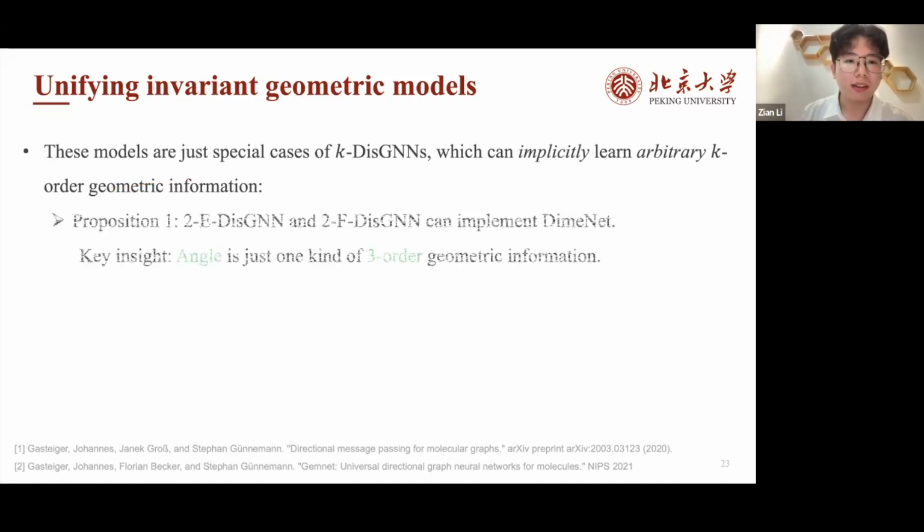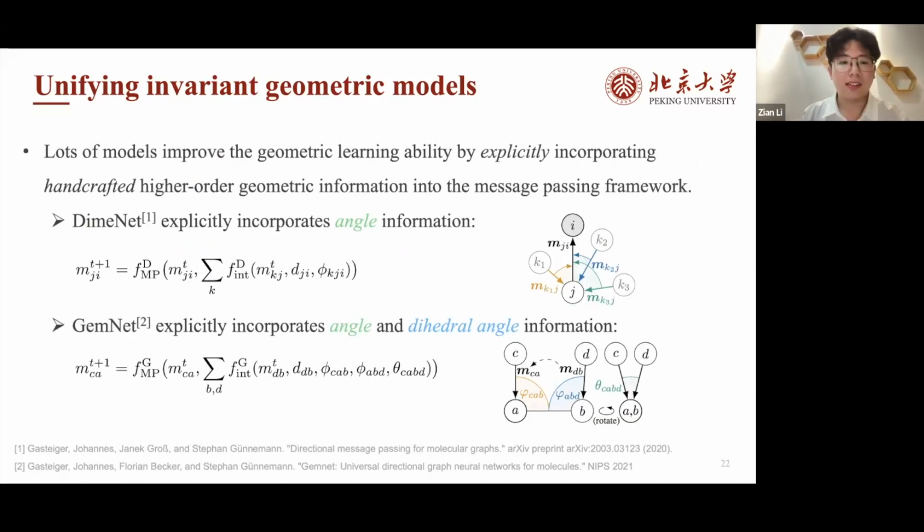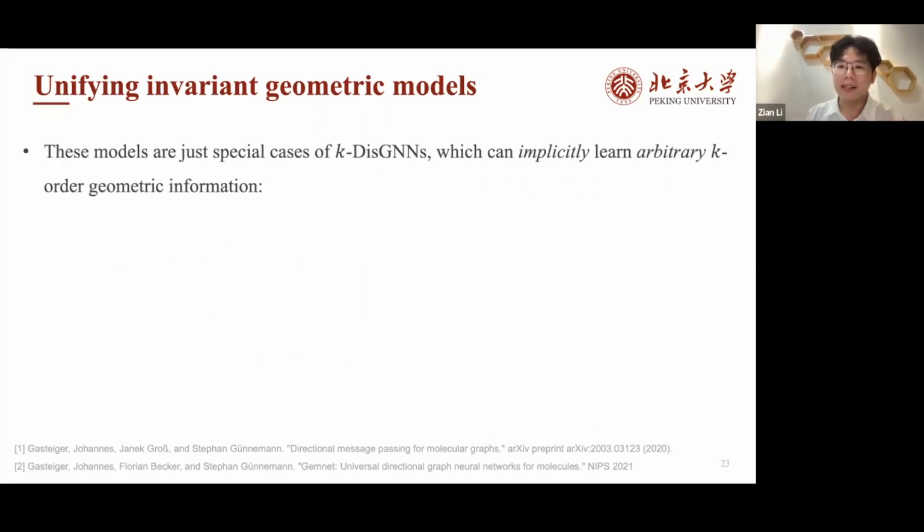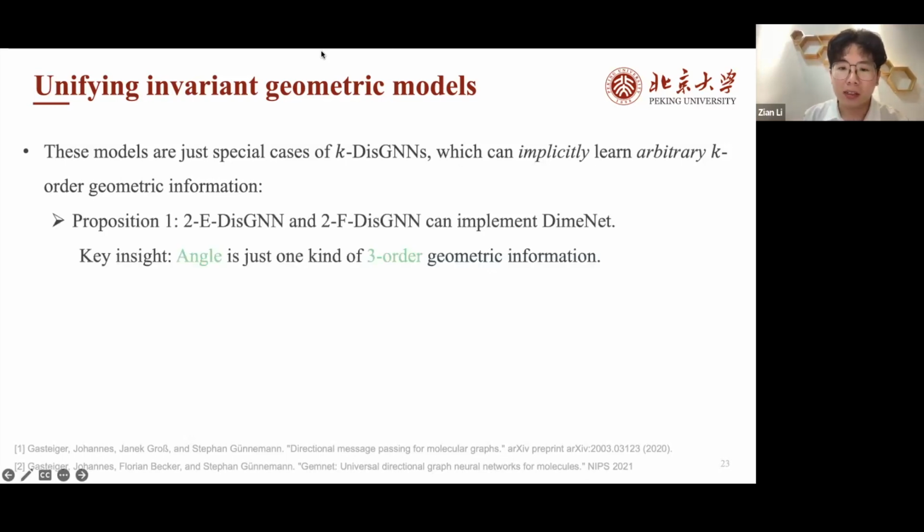Let's start here. Okay. Yeah, as we said, lots of models improve their geometric learning ability by explicitly incorporating handcrafted high-order geometric information into their message passing framework. And in the next slide, we will show these models are just very special cases of our k-DisGNN, because our models can implicitly learn arbitrary k-order geometric information. So we give the first proposition.